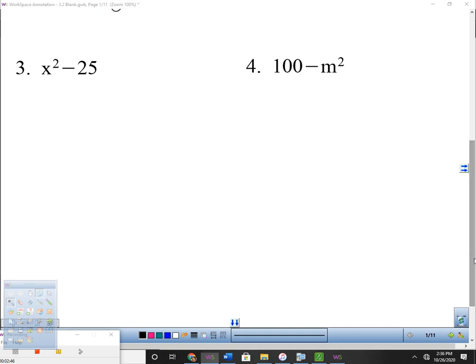All right. Do you have two perfect squares with a minus sign? So we can split that into two binomials. The signs are positive and negative. The square root of x squared is x, and the square root of 25 is 5, and we're done.